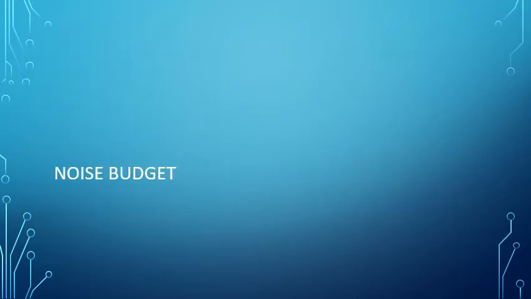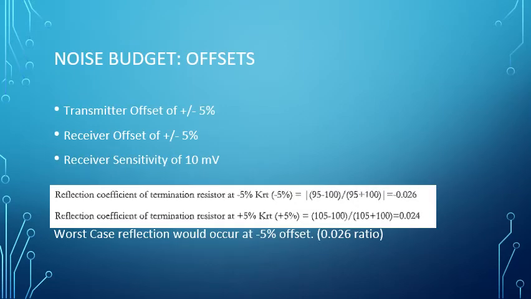So the noise budget was a little bit longer, but also equally as important a calculation for our project. Our transmitter and receiver offsets were about plus or minus 5% based off of our assumptions, and we also assumed that we had a receiver sensitivity of about 10 millivolts.